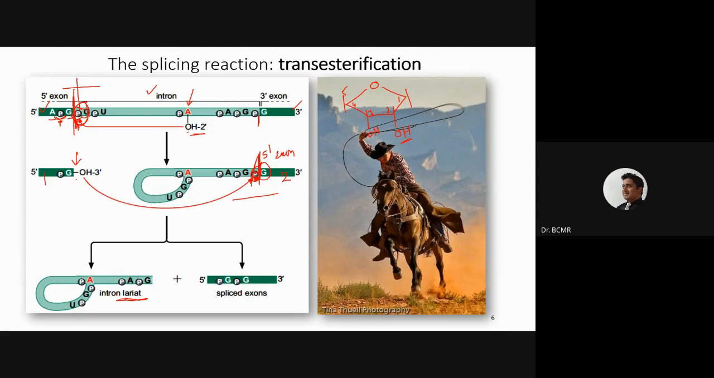So the 3' OH is going to make a nucleophilic attack and gets joined through an ester bond to the phosphate here. So exon 1 and exon 2 are joined together like this. What is happening to the intron? The intron is breaking up and is released out, which will be further degraded at a later time. And this is called a lariat, because it resembles the rope of the cowboy. Okay.